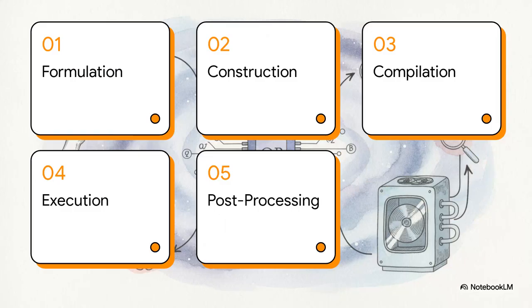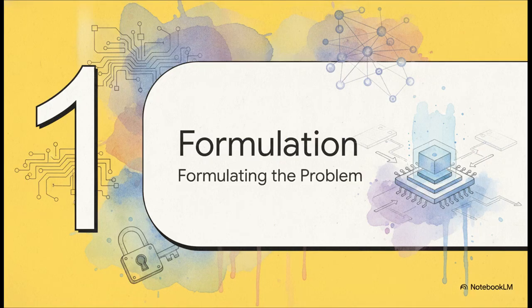So to understand how this experimental apparatus is built, we're going to follow a 5-step chronological journey today. 1. Formulation. 2. Construction. 3. Compilation. 4. Execution. And 5. Post-processing. This is the exact sequence every modern quantum engineer navigates to get anything even remotely useful out of a QPU. Let's start right at the beginning with stage 1, formulating the quantum problem.